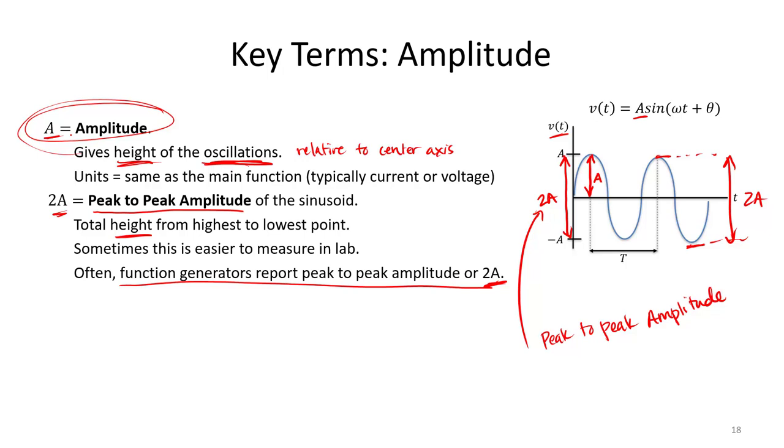So whenever you're measuring amplitude, be careful and make sure that you pay attention to whether you are measuring the height of one oscillation or peak-to-peak amplitude. We see that often in lab we'll be measuring peak-to-peak amplitude because it's easier to get from the function generator or from our oscilloscope. But in our calculations, we generally use regular amplitude A.